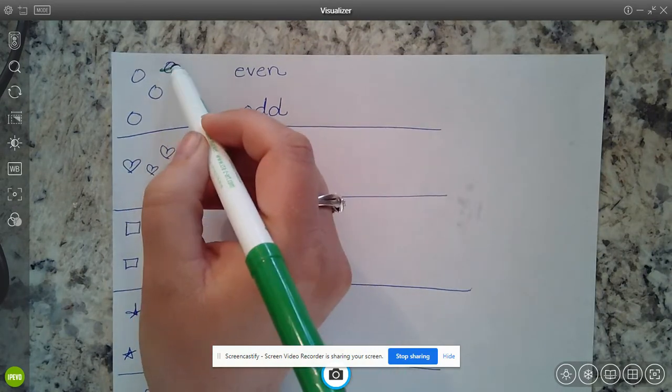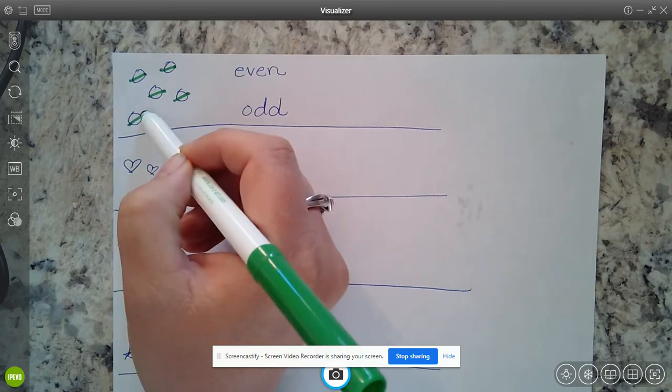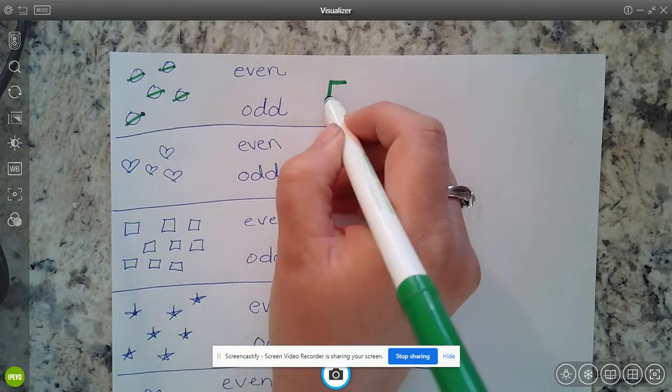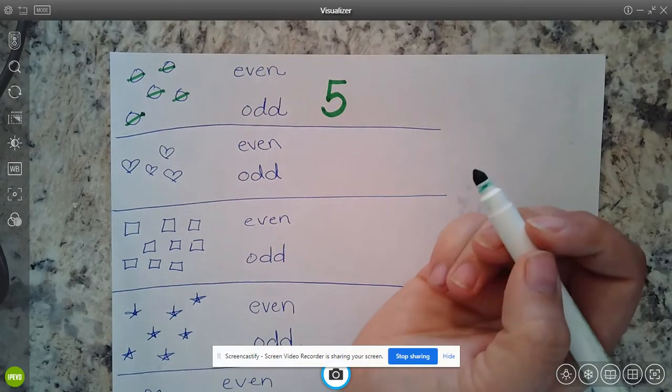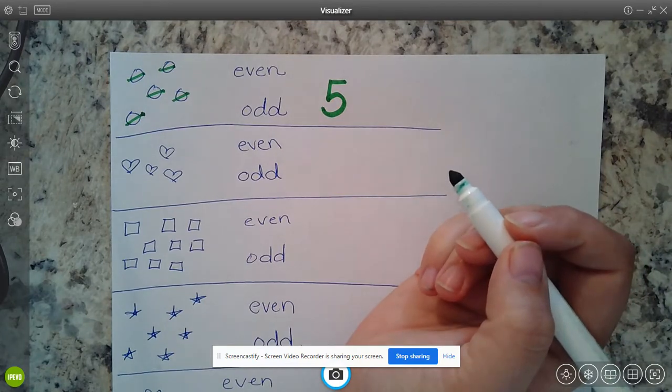Well, we can sing our song to see if that number is in our song. 2, 4, 6, 8, 10, these numbers are even. Did we say 5? We did not say 5. So that means that it is odd, and I'm going to show you.